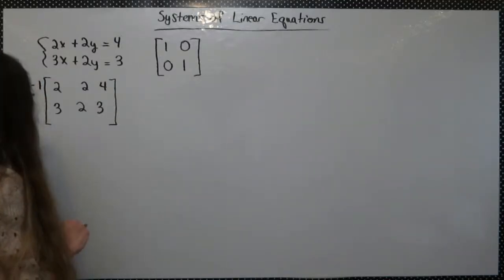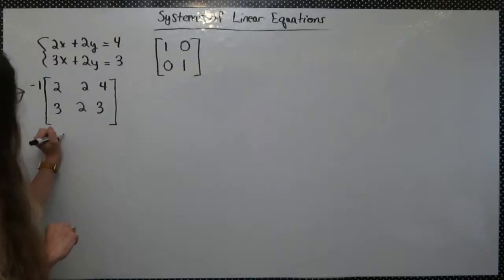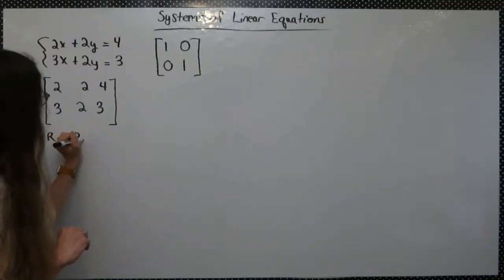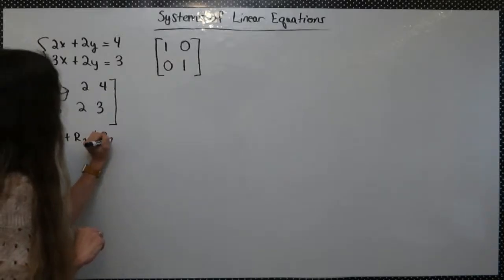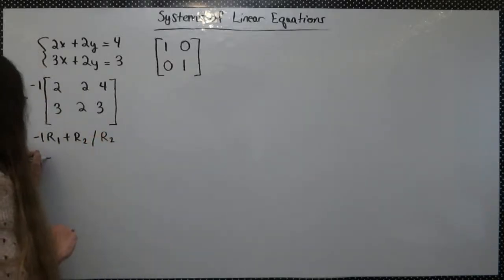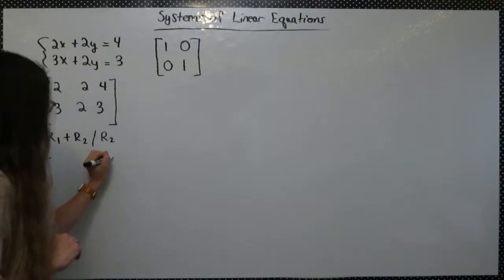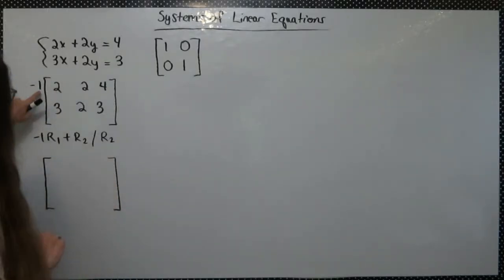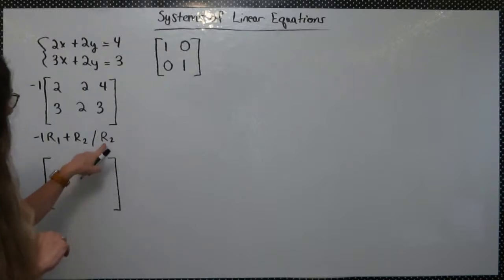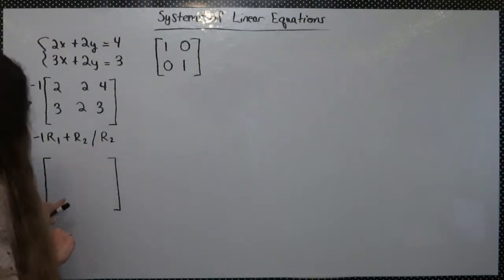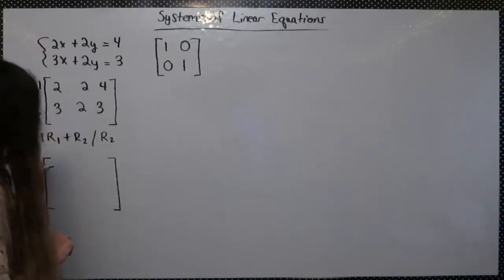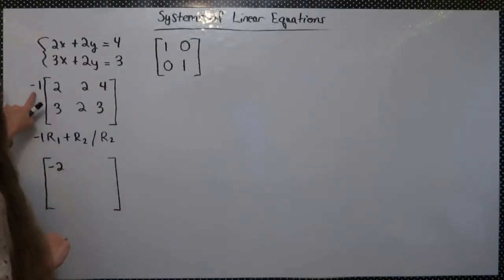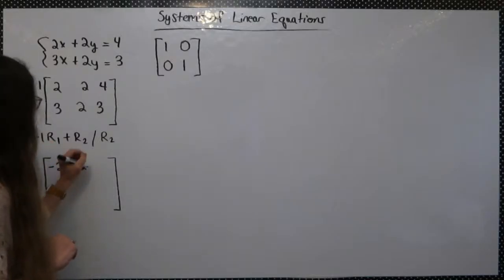We're going to do -1 row 1 plus row 2, and we're going to replace row 2. How about that? And just see where it goes. So I'm going to draw my new matrix. Multiplying everything in row 1 by -1, it's going to get written here because we're not replacing row 1, we're going to replace row 2. So -1 times 2 is -2, -2, and we have -4.